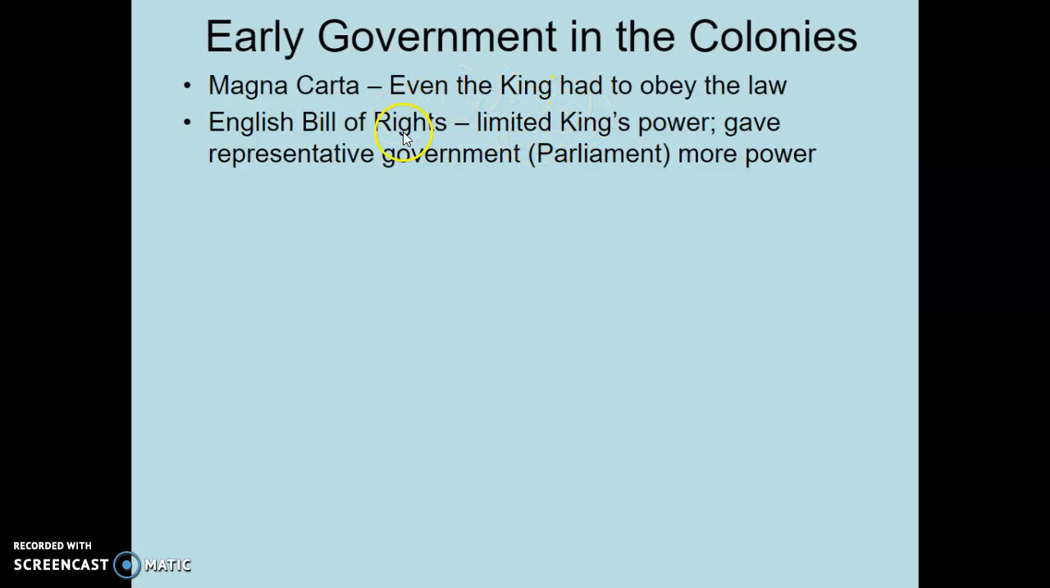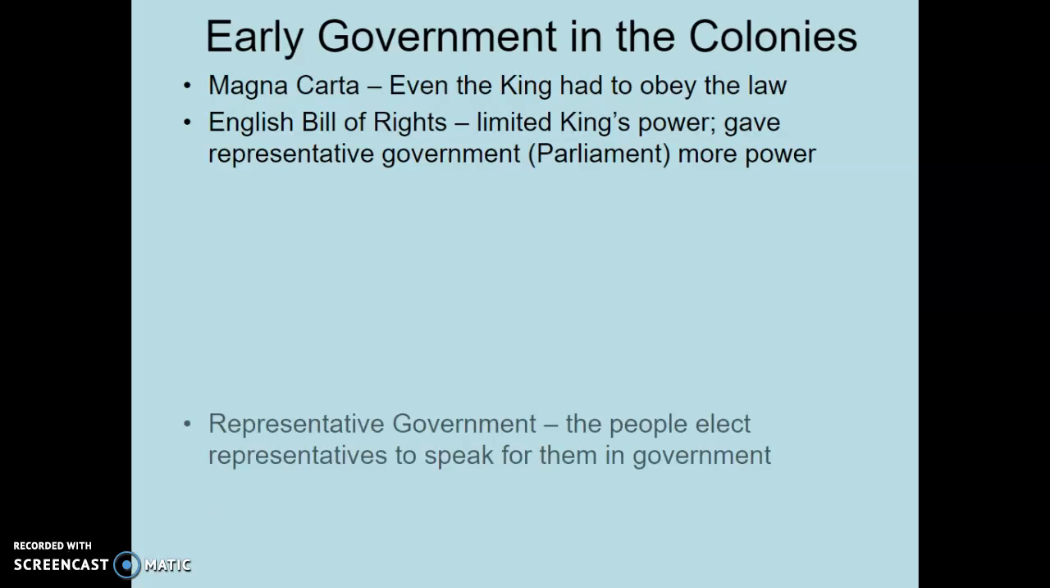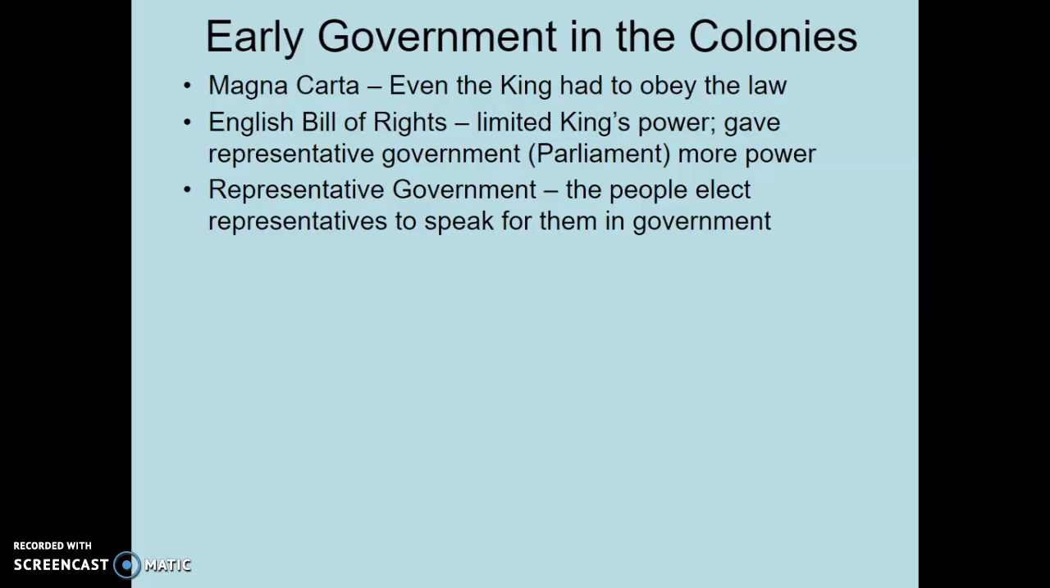And so we start to develop some ideas here in the colonies based upon these two documents: that everybody should follow the same rules in theory, and everybody should have some kind of say in the government. Next one is representative government, which I just mentioned.